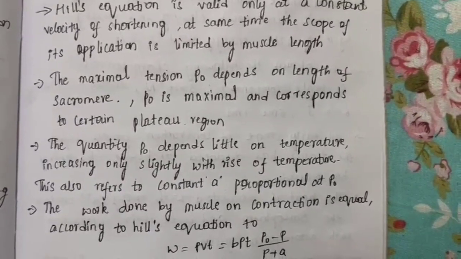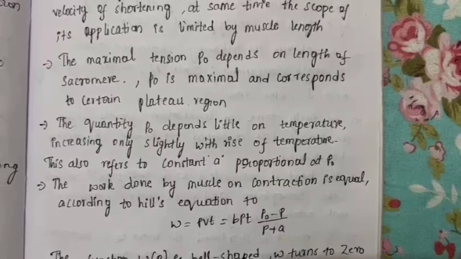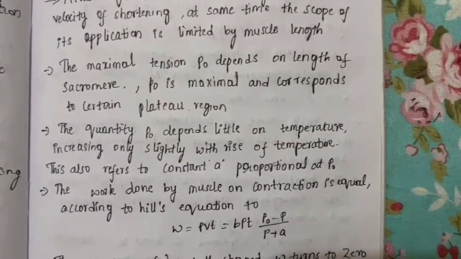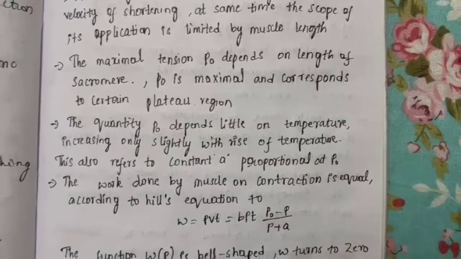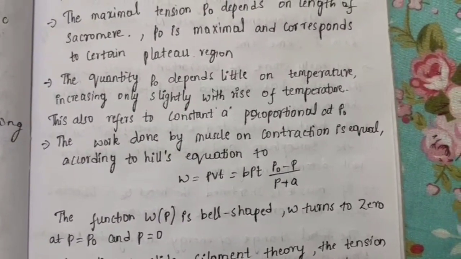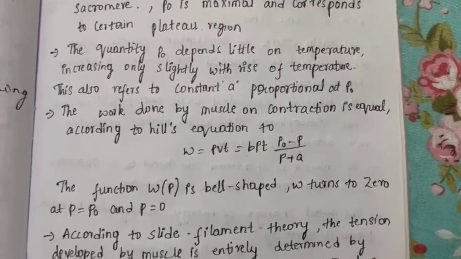The work done by the muscle contraction is equal to, from Hill's equation, W equals PVT, which equals bPT times (P naught minus P) by (P plus a). The function W(P) is bell-shaped. W turns to 0 at P equals P naught and P equals 0.